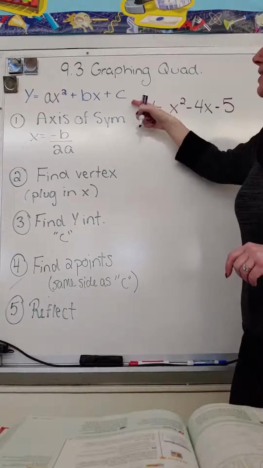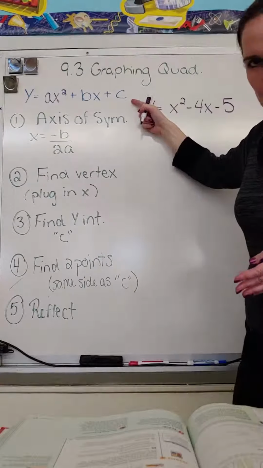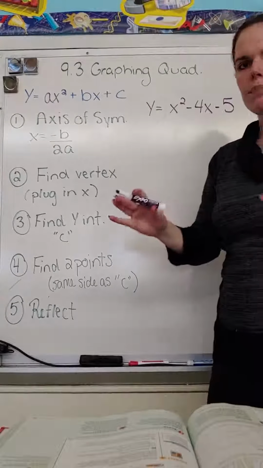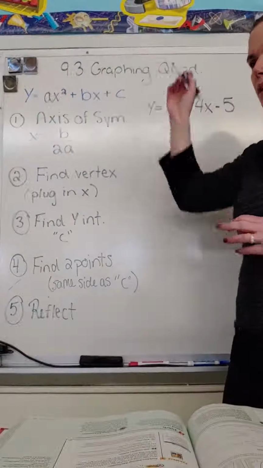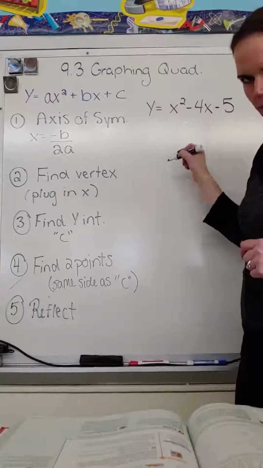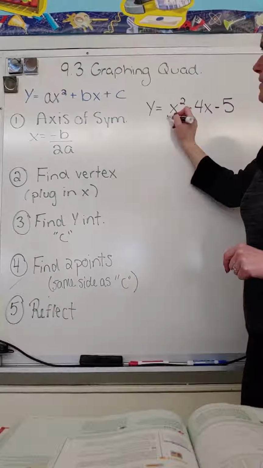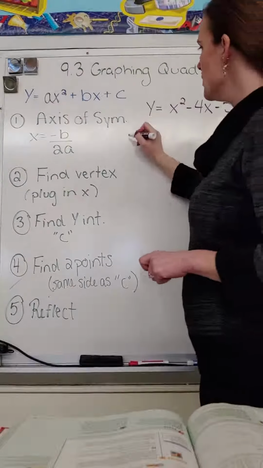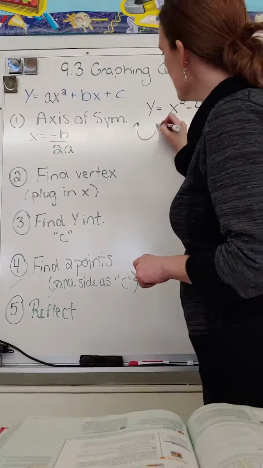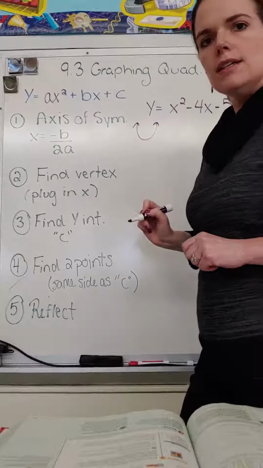First of all, I look at my a value just to give me an idea, because these functions, they're always parabolas. So your general shape is never going to change. It's either going to be like a smiley face or a frowny face. And since this has a positive a value, I know right away that I'm going for a shape that's going to look something like this.